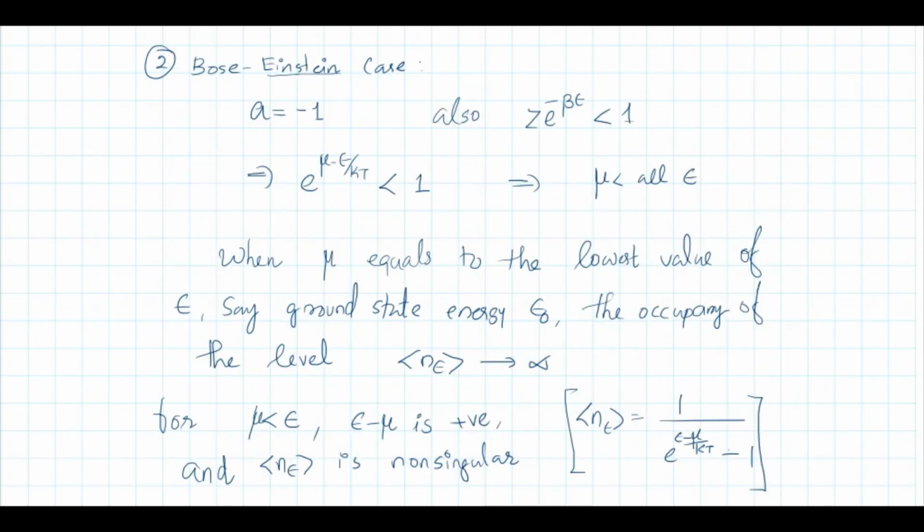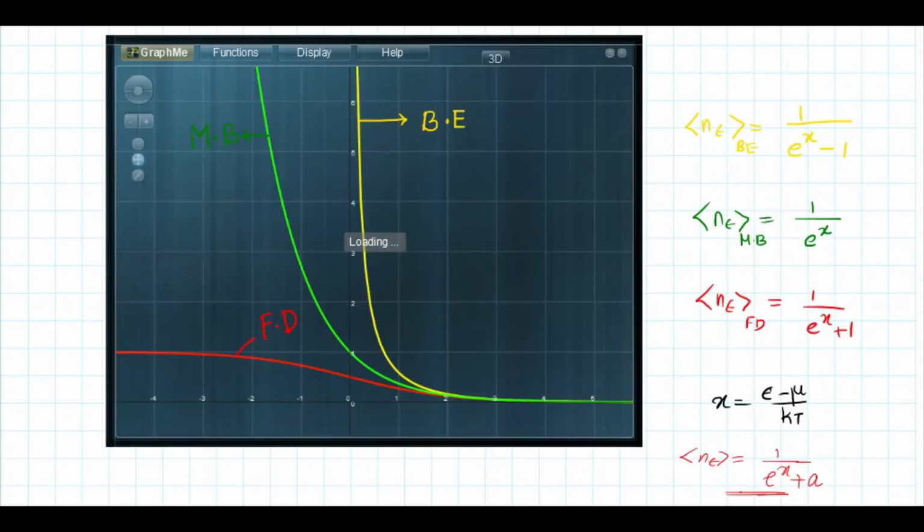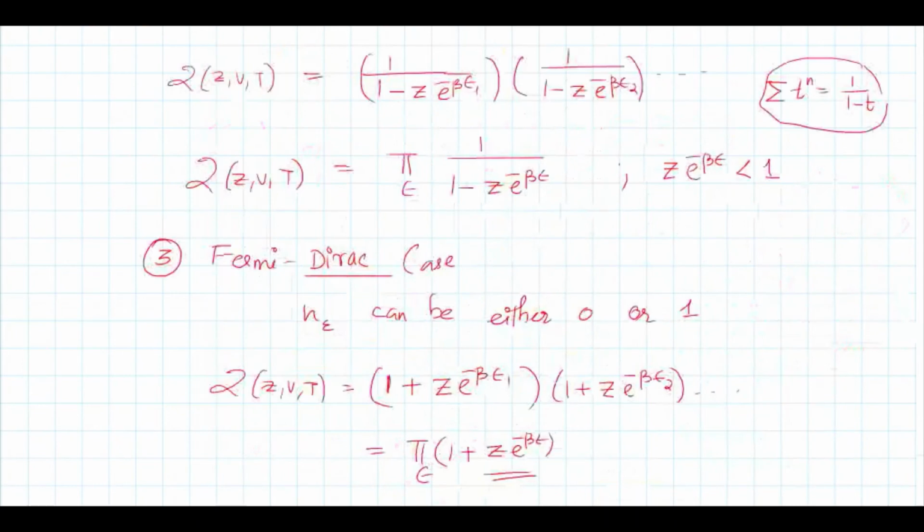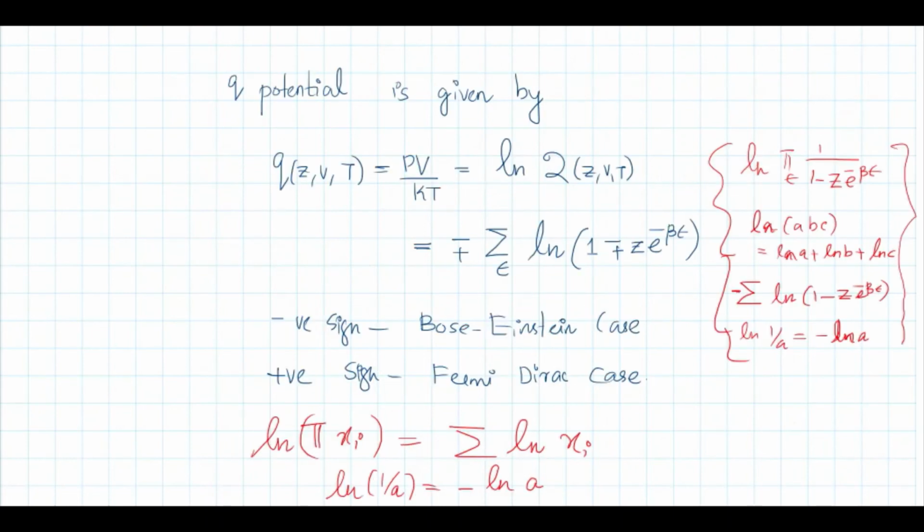Now, Bose-Einstein case. A is equal to minus 1. Also, there is one more restriction. This z e raised to minus beta epsilon should be less than 1. That restriction we already discussed while writing the grand partition function of the Bose system. We have this expression, and in order to write like this, there is a condition: z e raised to minus beta epsilon should be less than 1. Okay, so keep this in mind.